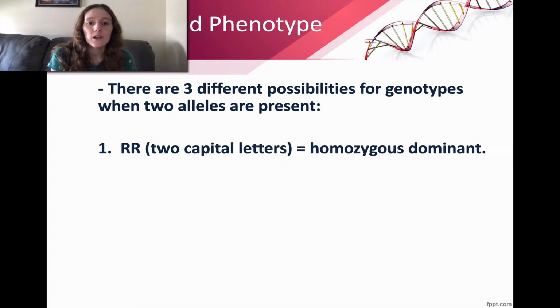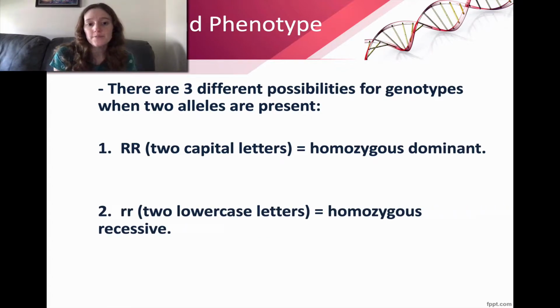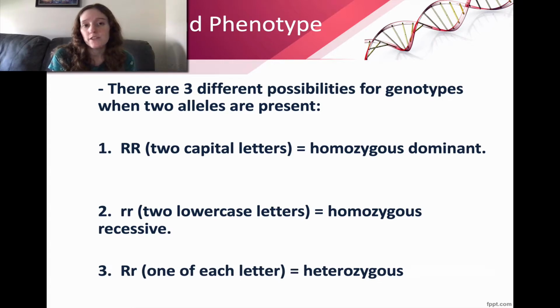So if we have 2 capital letters, we're going to call that homozygous dominant. We're saying it's homozygous because they are both the same type of letter. They're both capital, and dominant is going to be based off of that capital letter. If we have 2 lowercase letters, that's going to be homozygous recessive. And the last one is 1 of each, 1 capital, 1 lowercase, and that's heterozygous. Prefix hetero means different, so we have 2 different letters. Kind of seeing where this is going?